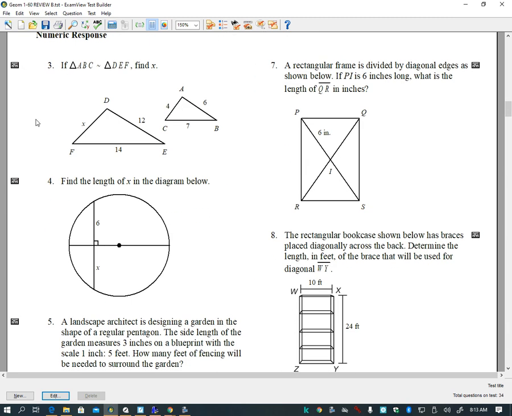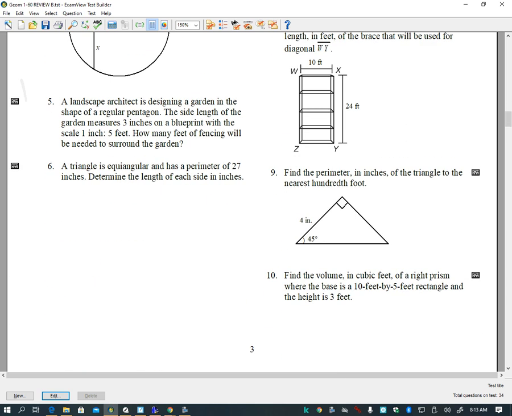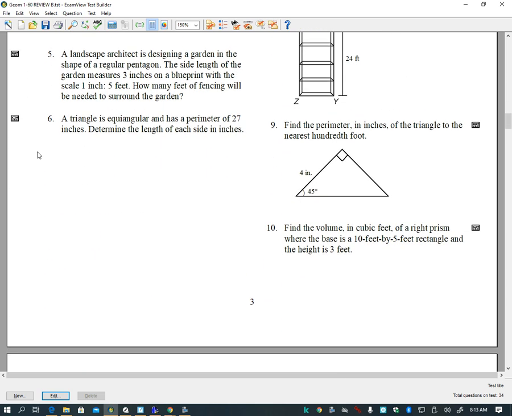3, you guys tell me nobody missed. 4, you tell me nobody missed. 5, is 5 one we need to look at? Okay, I'm getting a head shake. Yes. A landscape architect is designing a garden in the shape of a regular pentagon. Regular pentagon. So let's start there.